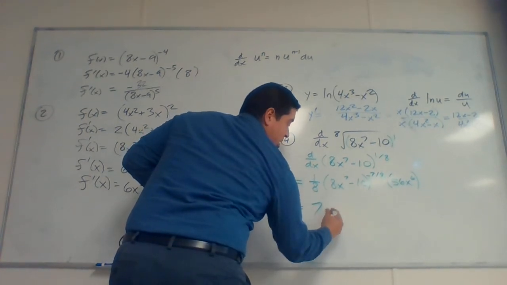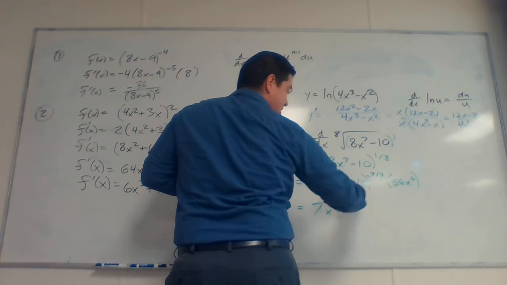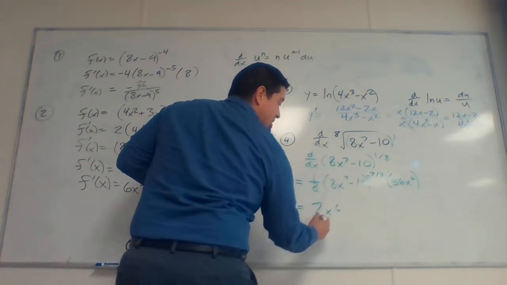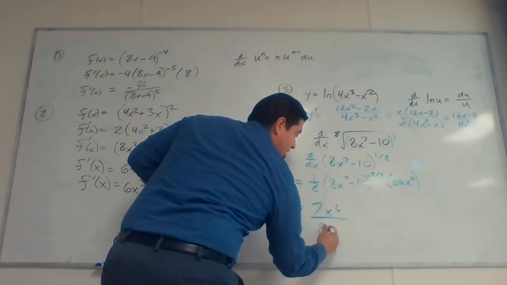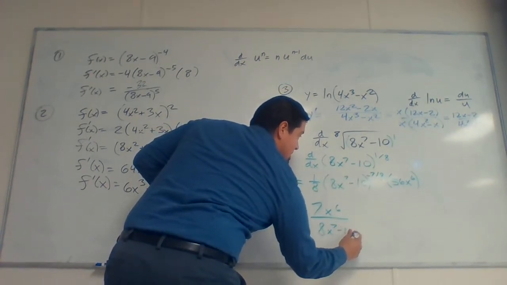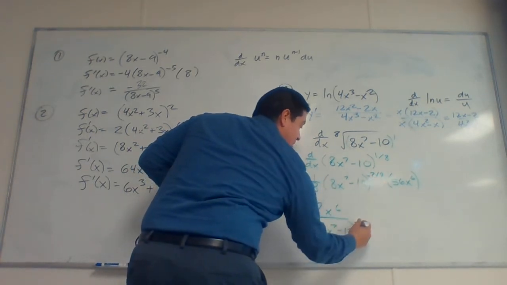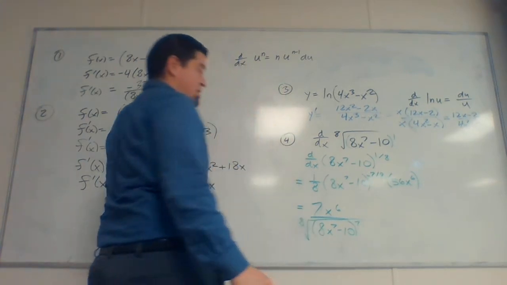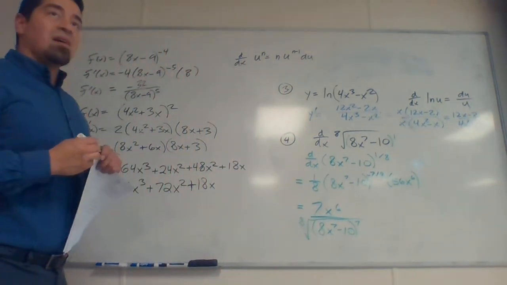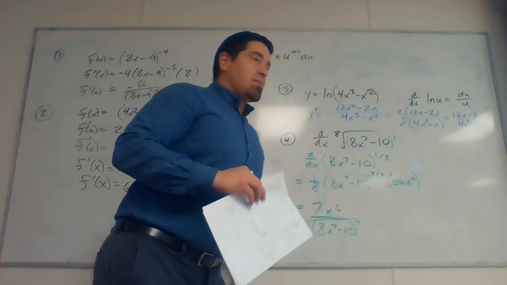And I'll go ahead and move the x to the 6th to the front as well. I could also rewrite this as a fraction because the exponent is negative: 8x to the 7th minus 10 to the power of 7 over the 8th root. Okay, one of the ways you could write it. What happened to the 1/8 that was out in front? 1/8 times 56 is 7.